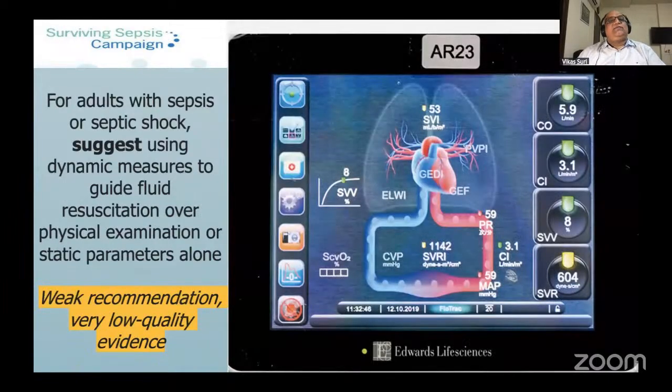The Surviving Sepsis Campaign suggests using dynamic measures to guide fluid resuscitation over physical examination or static parameters alone. So wherever you have the facility, use these dynamic measures, which all the major ICUs are doing now.